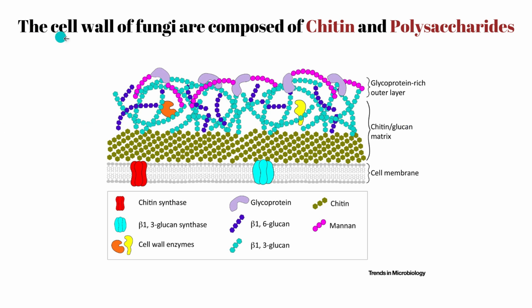When you look closely at the cell wall of fungi, it is composed majorly of chitin and polysaccharides. Here you can see the cell wall of fungi. The cell membrane consists of chitin synthase and beta-1,3-glucan synthase, onto which you can see the matrix of chitin and glucan, and the outer layer is a glycoprotein-rich layer, and individual proteins play an individual role.